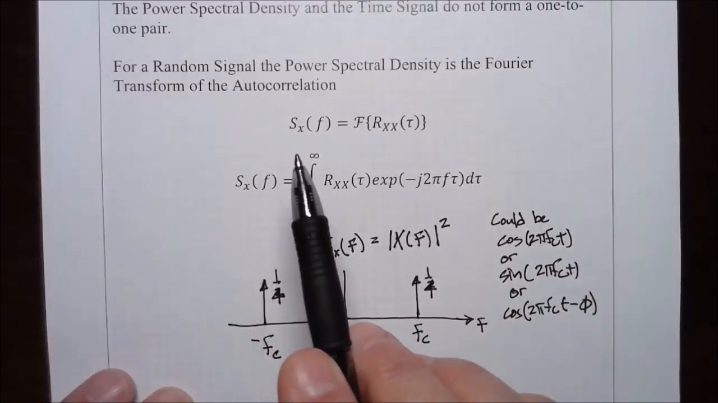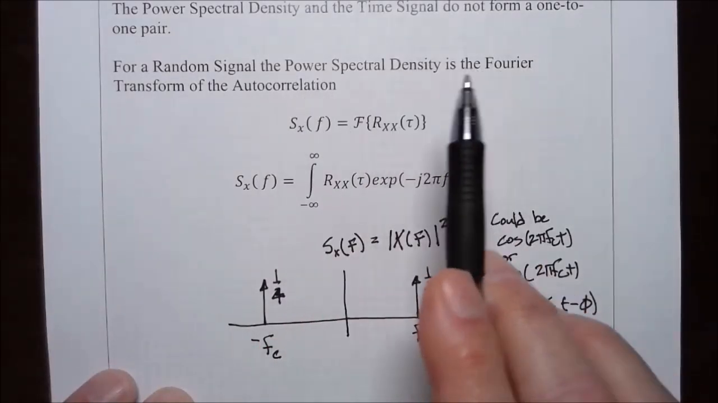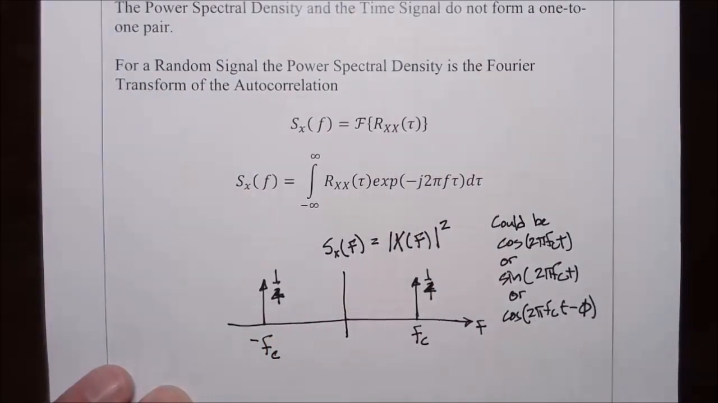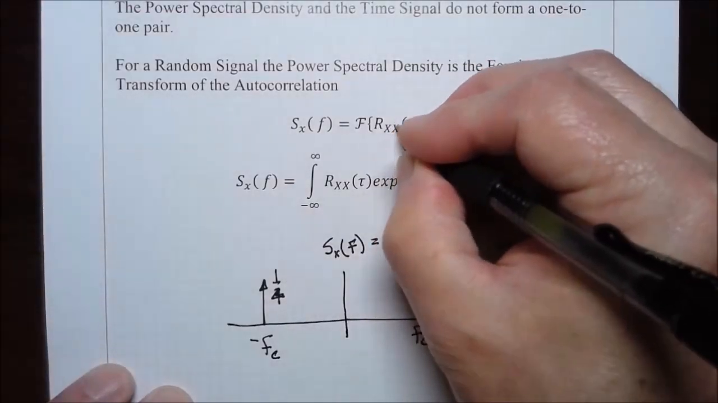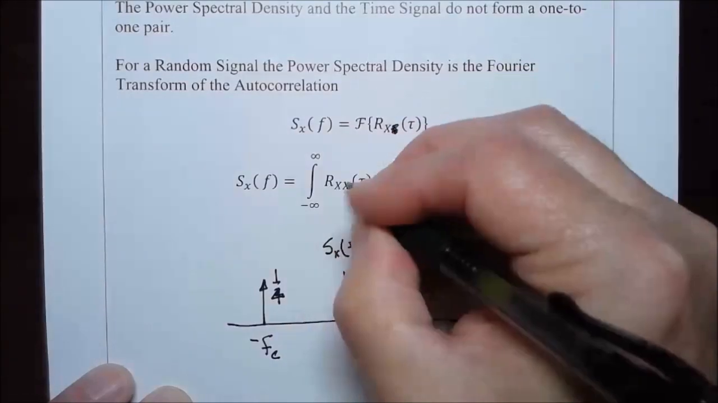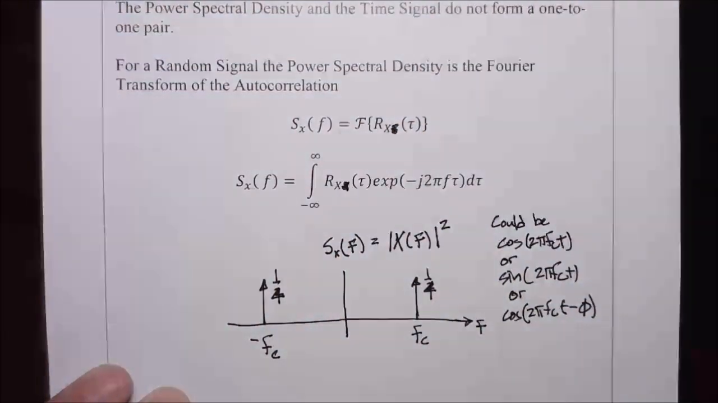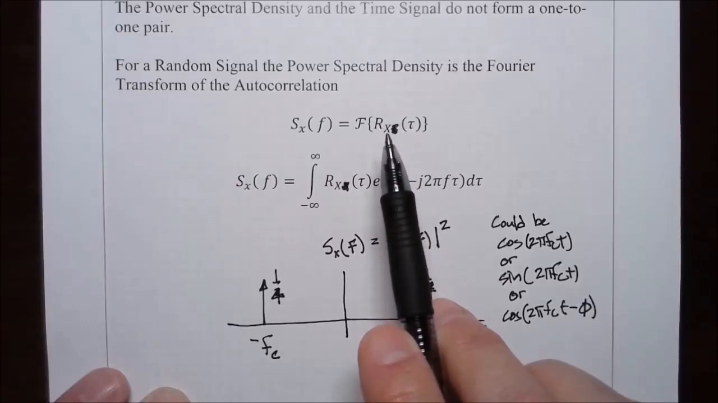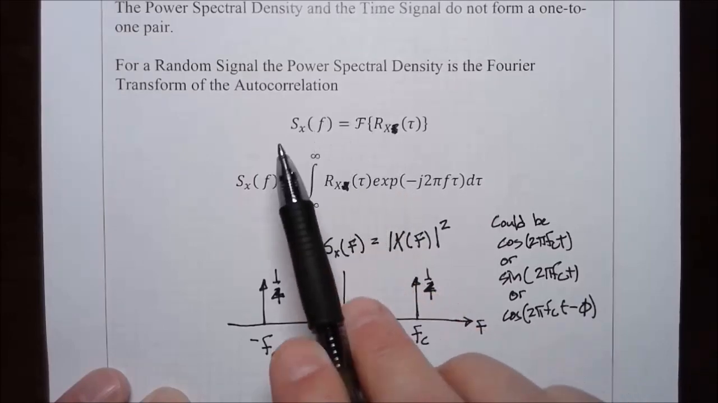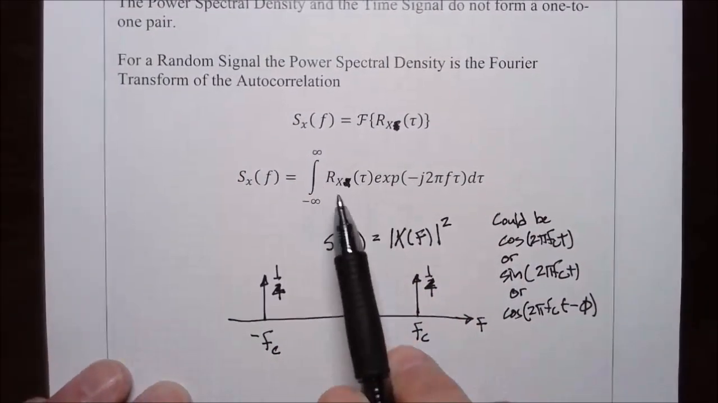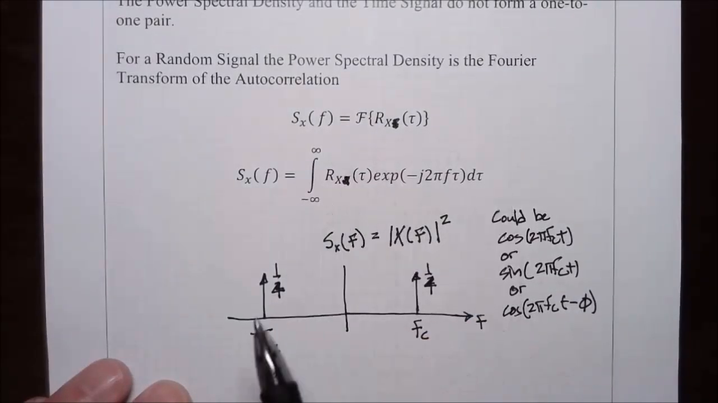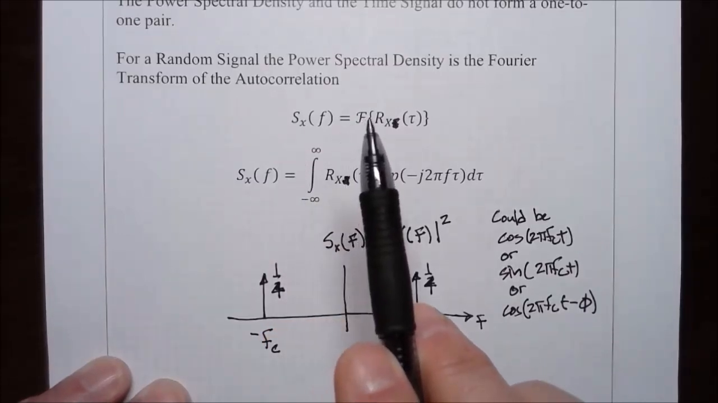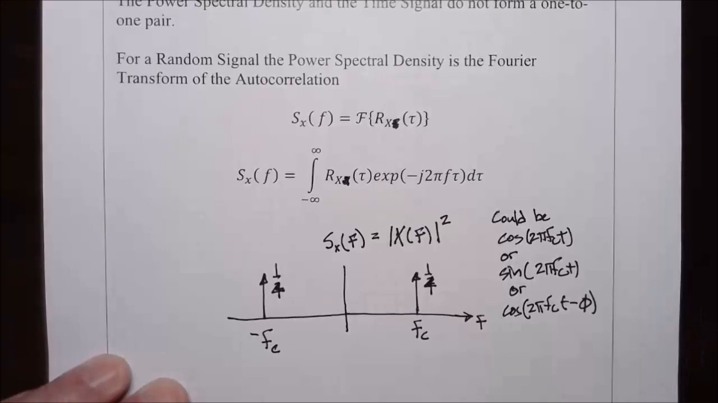Now for a random signal, the power spectral density is the Fourier transform of the autocorrelation. So if we have the autocorrelation of a random signal, let's just keep that as a single x as a subscript, we take its Fourier transform. That will give us the power spectral density, and we use exactly the same definition of the Fourier transform. So the power spectral density is the Fourier transform of the autocorrelation of a random signal.